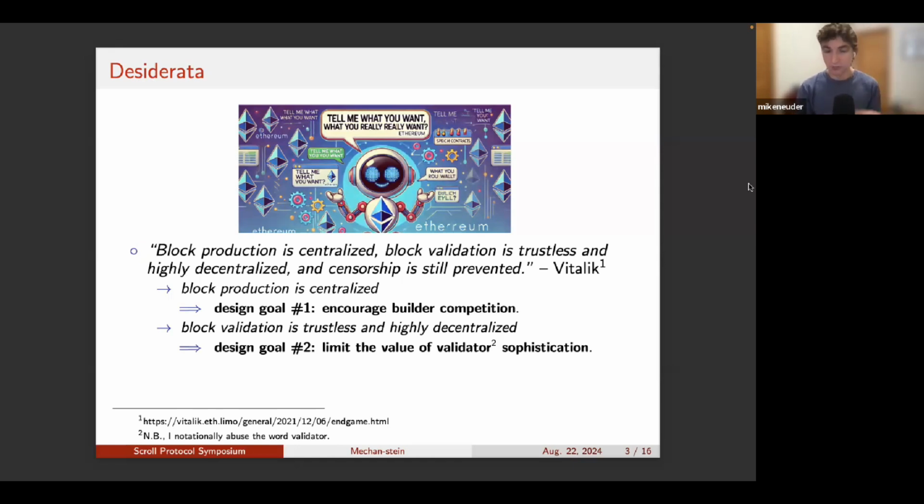But I'm going to use the validator in the beacon chain context to mean someone participating in consensus and someone involved in the block construction pipeline.